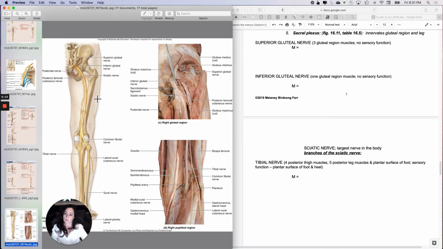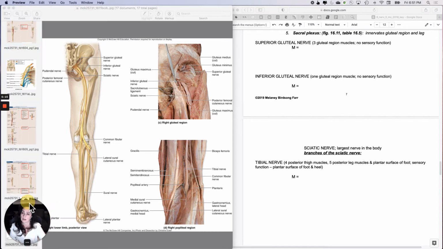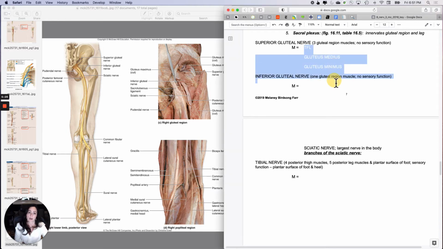Okay, here's your sacral plexus running down the backside. So some nerves that you can find off of there. Do you see these two, the superior and inferior gluteal nerves? Those are going to do glute stuff. So the superior gluteal nerve does three gluteal region muscles. It does the TFL and the gluteus medius and the gluteus minimus.